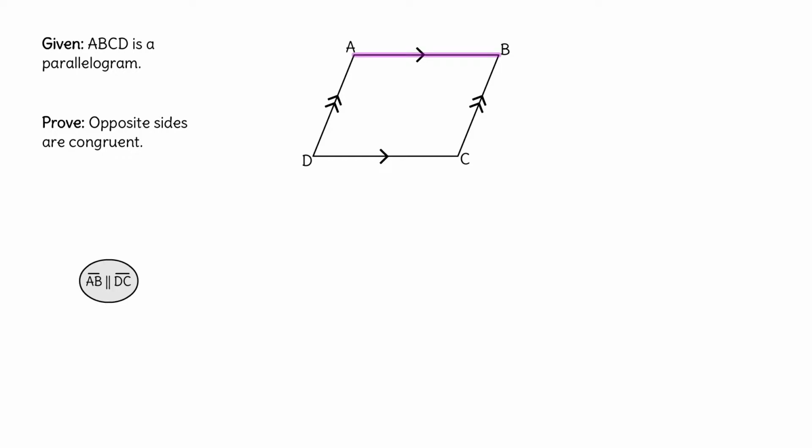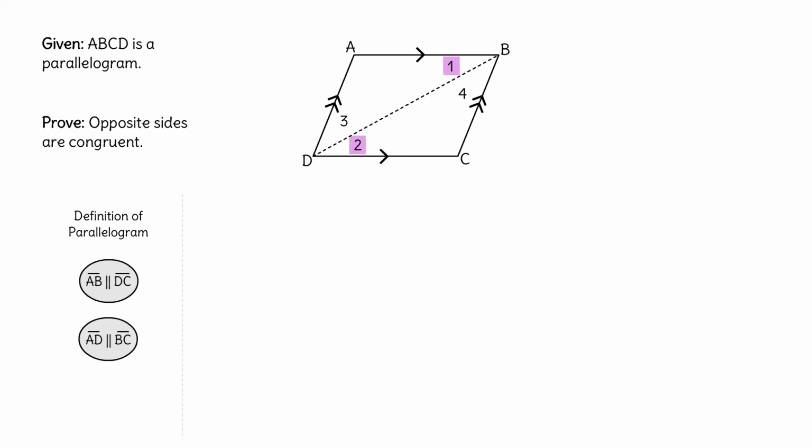AB is parallel to DC, and AD is parallel to BC because of the definition of a parallelogram. Let's draw a diagonal here. Now let's label these angles 1, 2, 3, and 4.